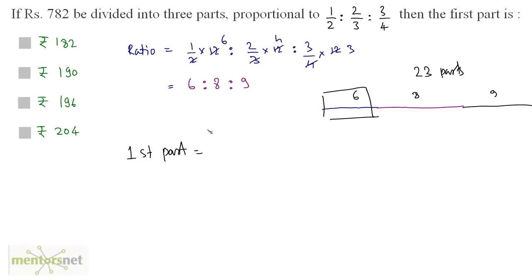The value of the first part is equal to 782 rupees times, now we want 6 parts out of 23 parts, so times 6 by 23, and this will give you the amount that is given to the first part. This value will come out as 204 when you solve it. So we have option D as the correct answer.